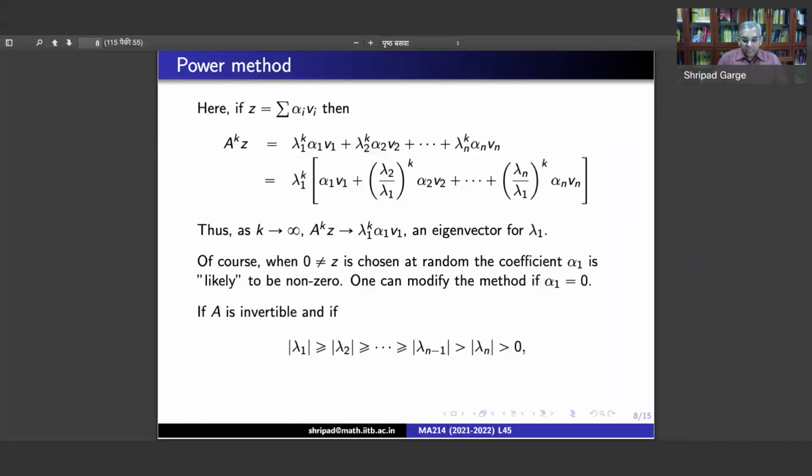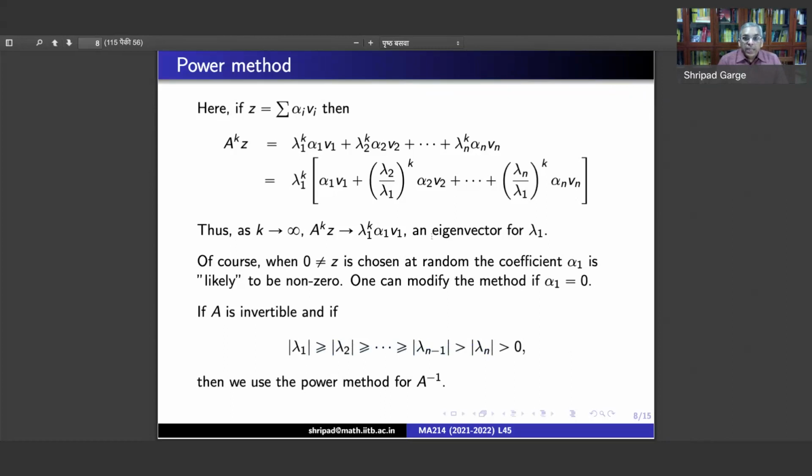In that case, you simply work with A inverse. Computing the inverse is not difficult. It's applying Gaussian elimination to a certain number of vectors. You will have to apply the Gaussian elimination n times, and then you will be able to compute the inverse. You compute the eigenvalues for the inverse. They will be the inverses of these eigenvalues, and then from them you will be able to compute the remaining eigenvalues.